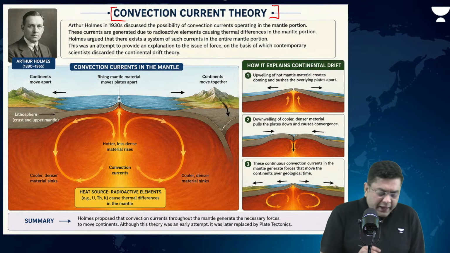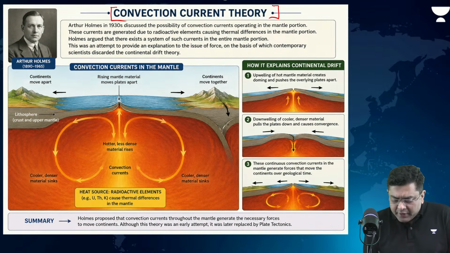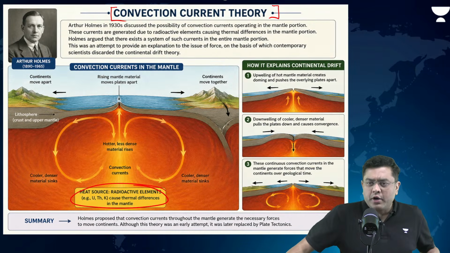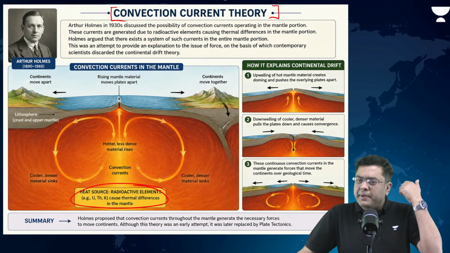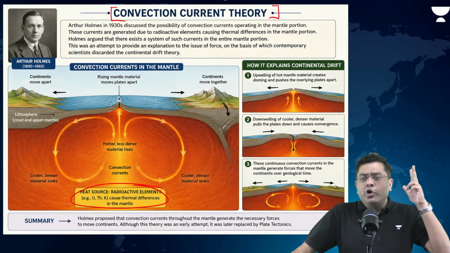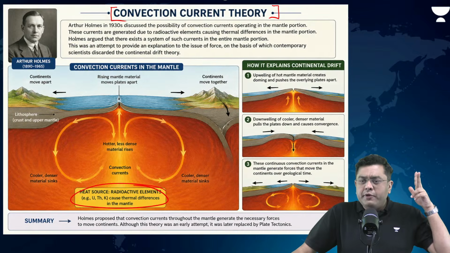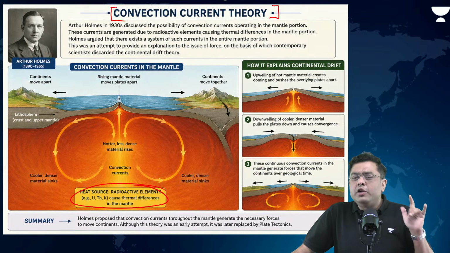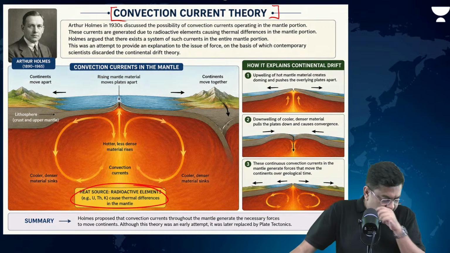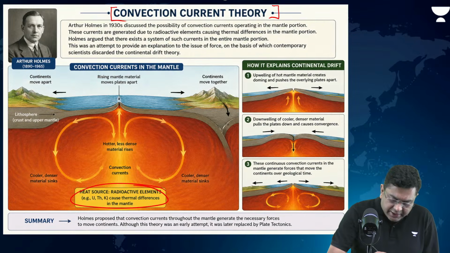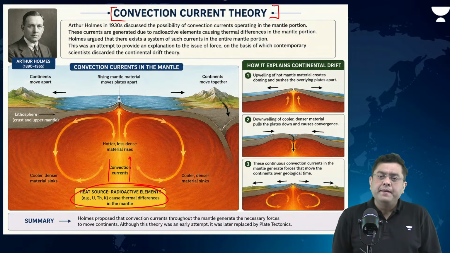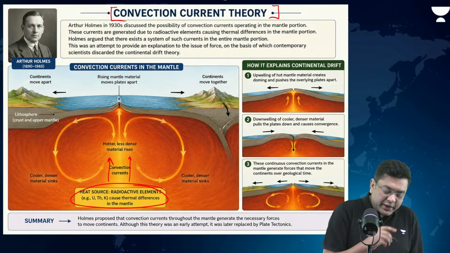Okay. So here, basically, you have radioactive elements. Whenever you hear the name of Arthur Holmes in geography, isostasy, mountain building, the spread of continents and oceans, whenever you hear the name of Arthur Holmes, it is always associated with radioactive heat. So, radioactive heat is what generates the convection current.